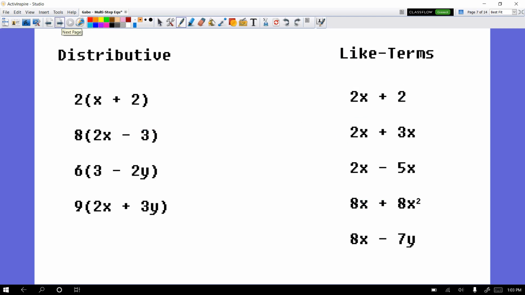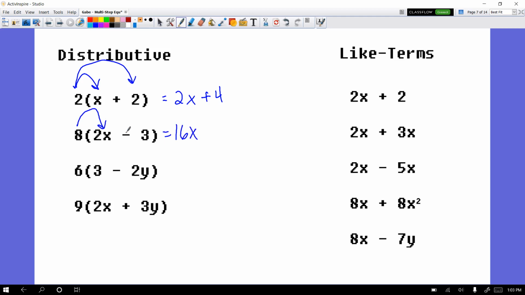If you want to go through these, like hit pause and try and do distributive and like terms on your own and see how we match up, I think that's a great idea. I'm going to go through this, not teaching it per se, but I'm just going to solve all of the distributive. 2 times x is 2x. 2 times positive 2 is 4. 8 times 2x is 16x.